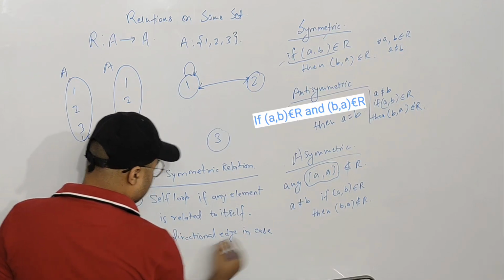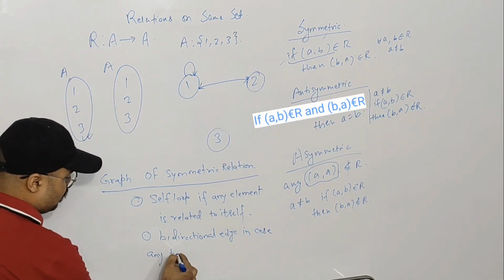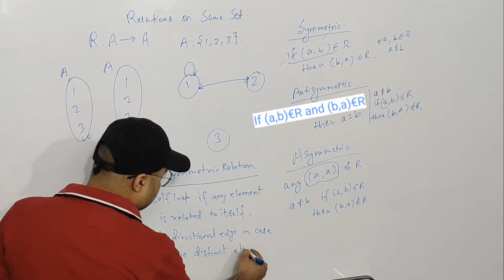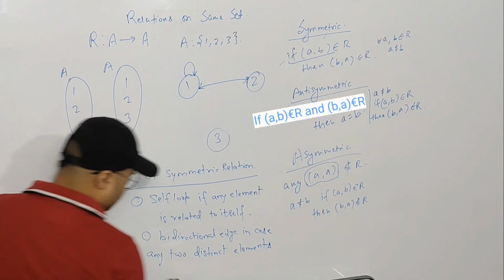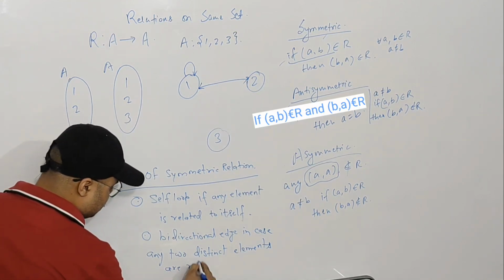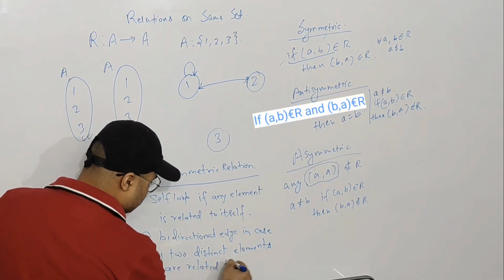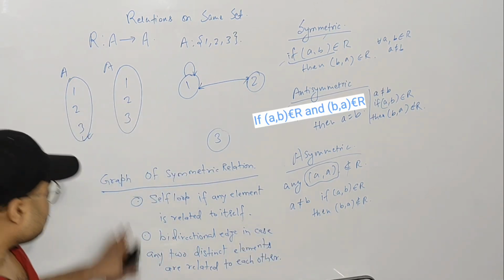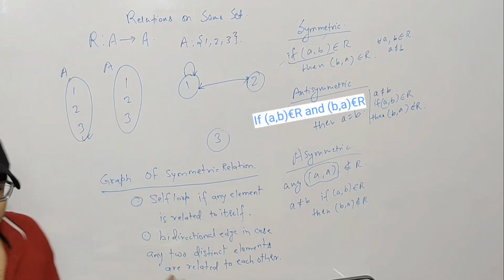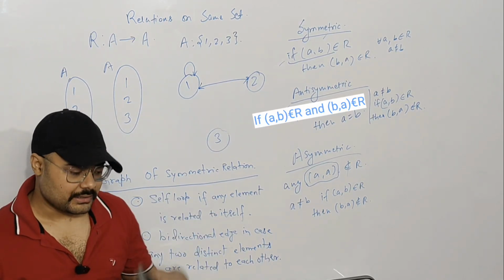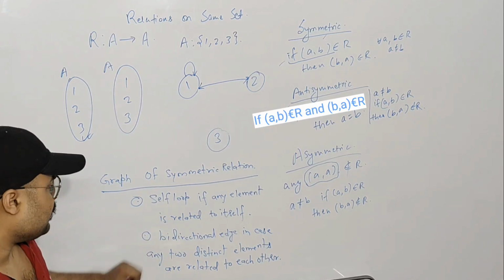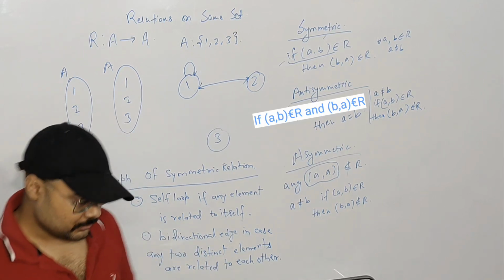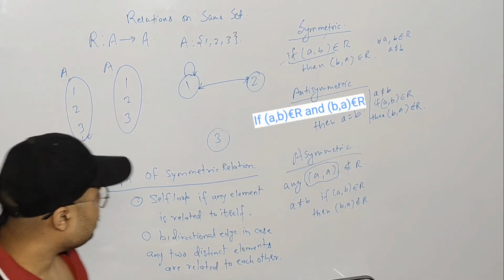So this is every symmetric relation. For every symmetric relation, the corresponding graph would have two types of edges only, either self loop or bidirectional, or both, a combination of them.